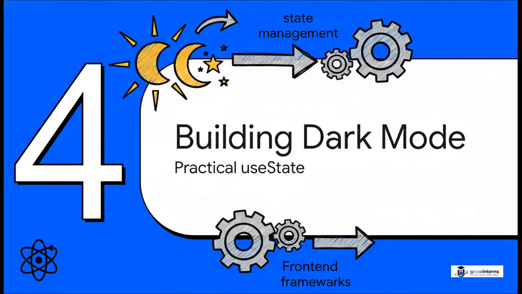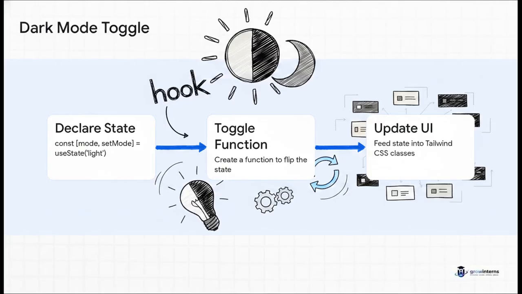Let's look at Section 4, Building a Dark Mode. It's time to ground all this theory in a highly practical example, something you'll actually be building in today's coursework, a functional dark mode toggle. Implementing this modern feature takes just 3 remarkably simple steps using our new hook. First up, you declare your initial state. You literally just write const mode and set mode equals useState passing in light. Boom.